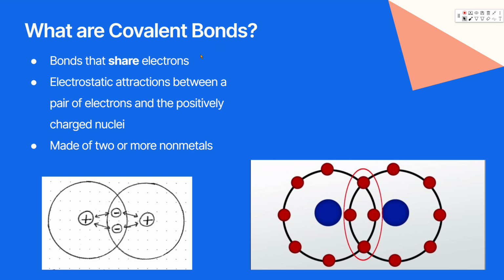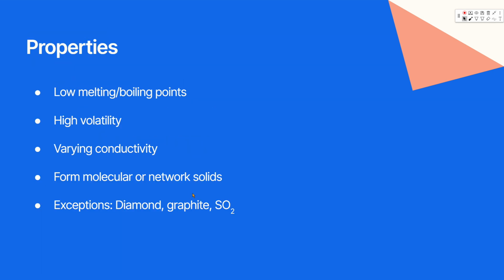What are covalent bonds? These are bonds that share electrons between them and have electrostatic attractions between a pair of electrons and the positively charged nuclei. Covalent bonds are made up of two or more nonmetals. Here below you can see the positively charged nuclei attract to the negative pair of electrons.